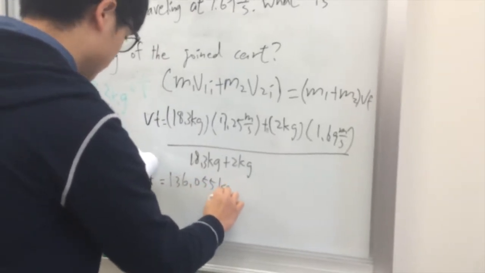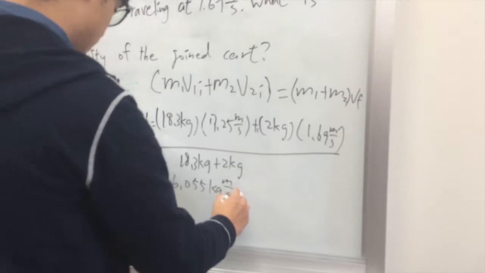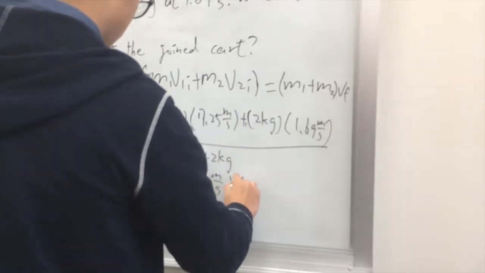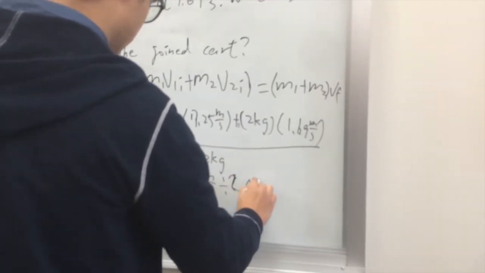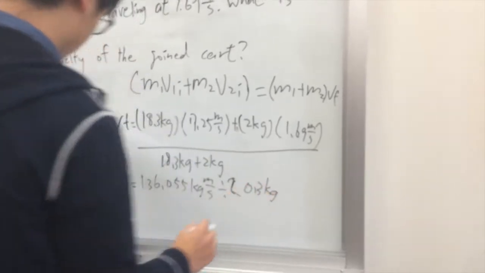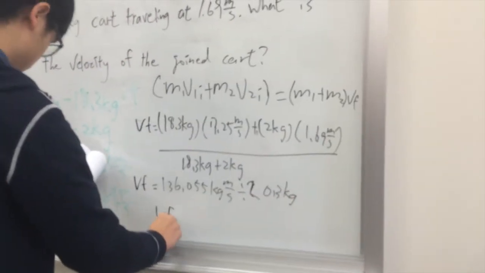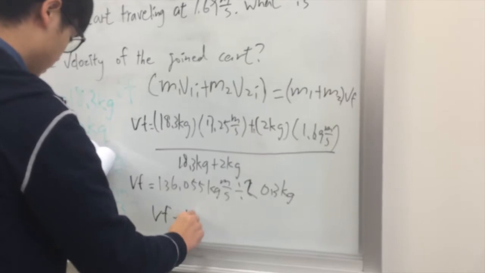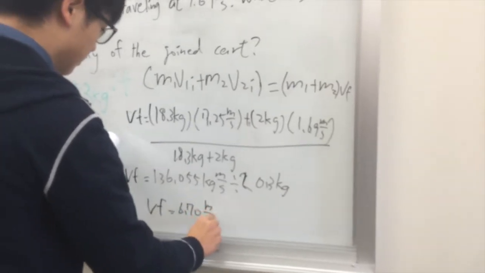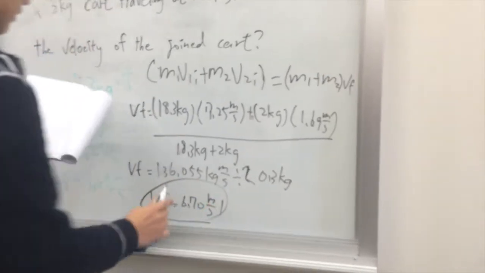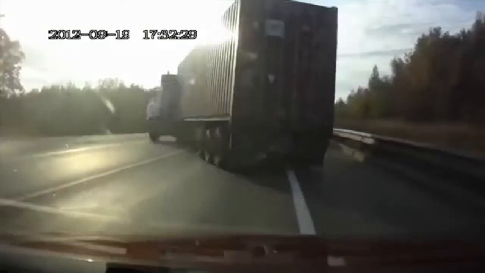136.055 kg meters per second divided by 20.3 kilograms. And it will be 6.7 meters per second. That's the final answer. Thank you.